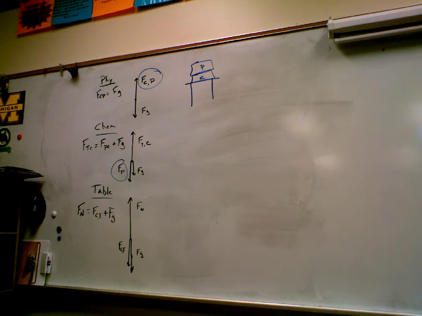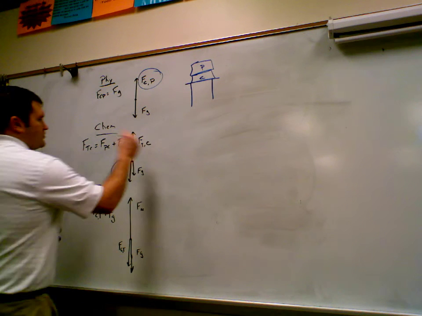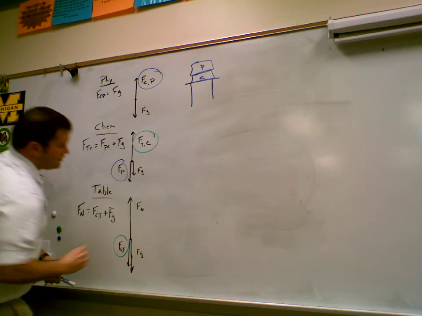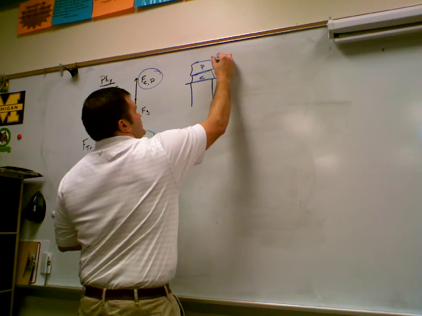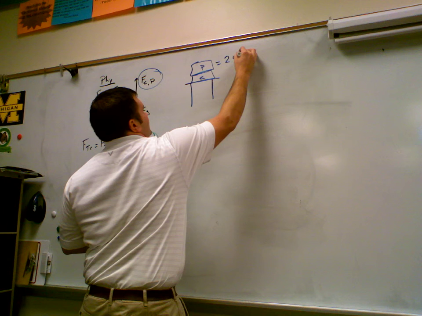FTC and FCT. Those two are equal, right? Because that's the chemistry book pushing down on the table and the table pushing up on the chemistry book. Okay, does that make sense? Now, the physics book has a mass of 2.5 kilograms.